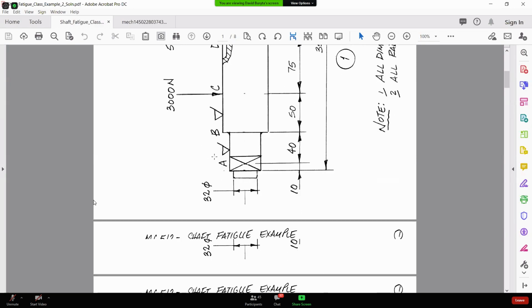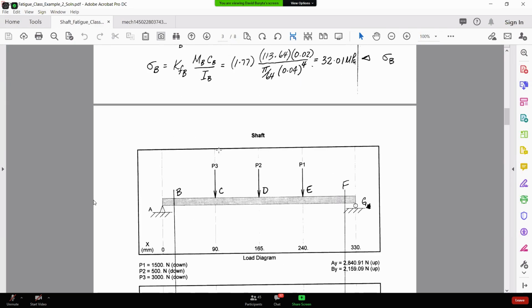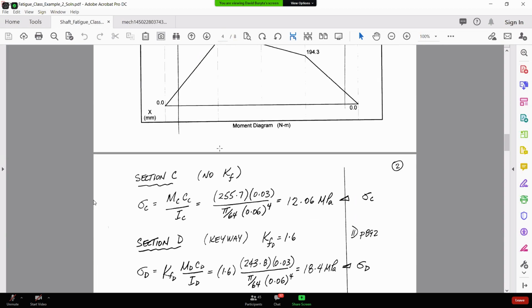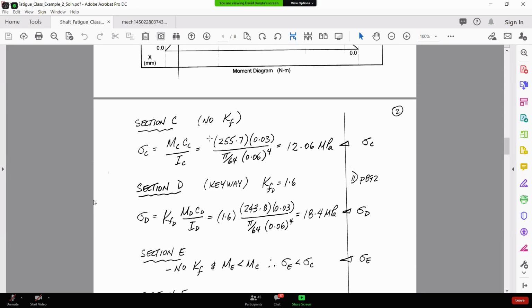But we should investigate it. So that's what I've said here. At this point, there's no KF, and so I see that I get 12.06 megapascals for my stress at C.